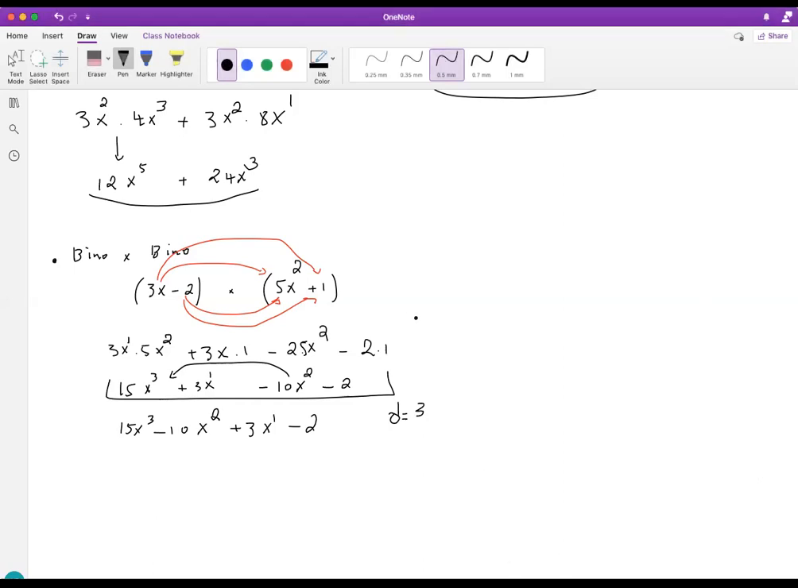All right, so that's basically how you multiply binomials. Let's now try another problem. If you have a monomial times a trinomial, so 3x to the 4th, for example, you want to multiply that by a trinomial, something like x to the second minus 5x plus 4. How many multiplications are we going to have here?